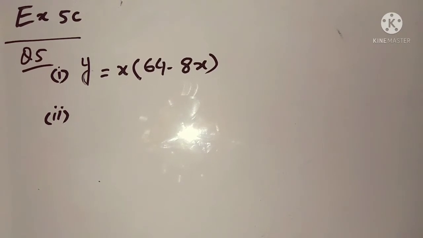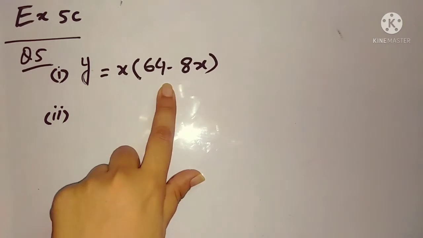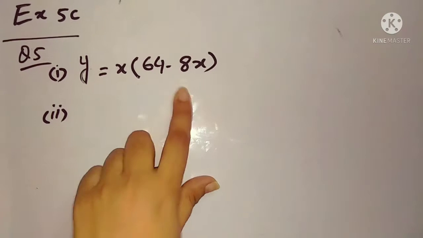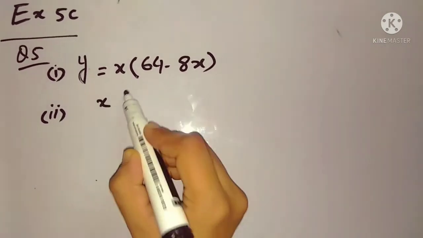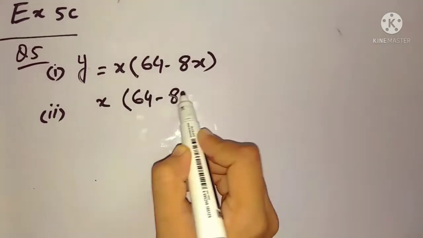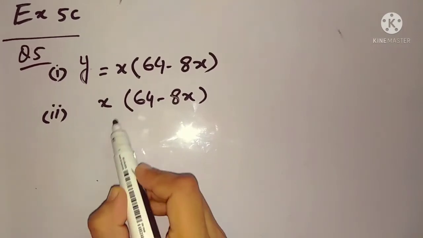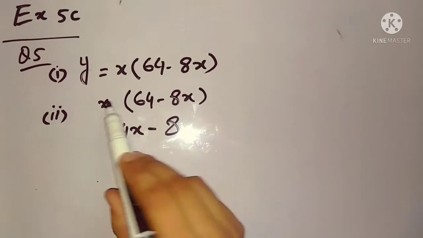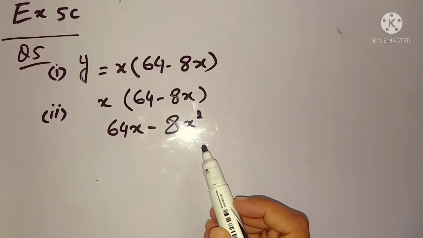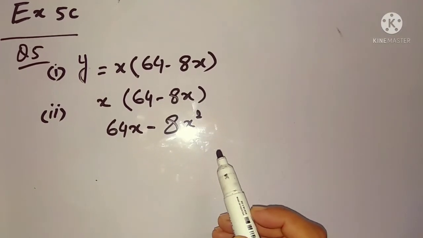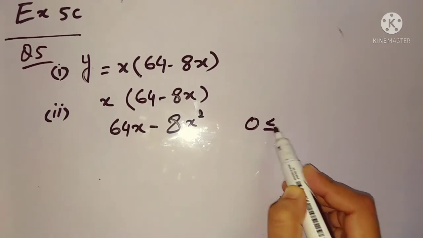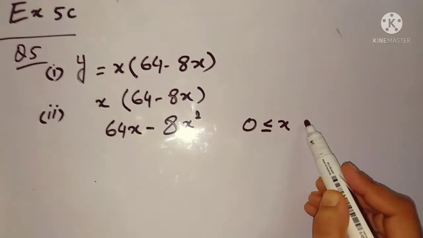In part 2, you have to draw the graph, and they have given you the equation. The equation is the same: x times (64 minus 8x). We can write this equation by multiplying: 64x minus 8x times x, and when you multiply x with x, you will get x square. Now we have this equation, and they have given you the range for drawing the graph, which is 0 less than or equal to x less than or equal to 8.